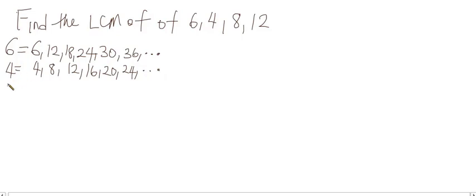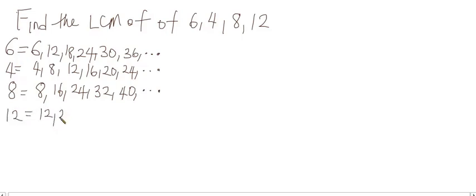Then the next one will be 8, which is going to have multiples of 8, 16, 24, 32, and 40. I'll stop there and continue going on like that. Then the next one, 12, that will be 12 multiplied by 1 is 12, 24, 36, 48, and I'll stop there. It just goes on like that.